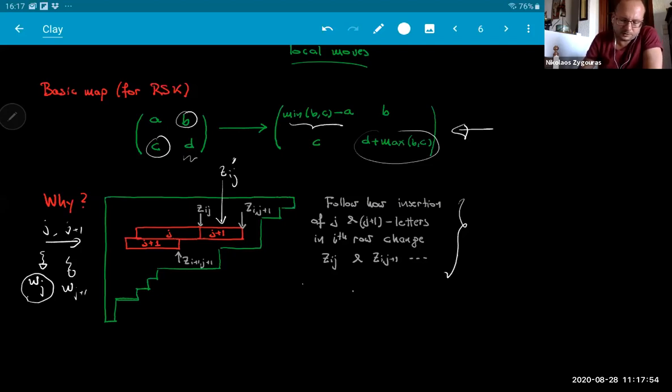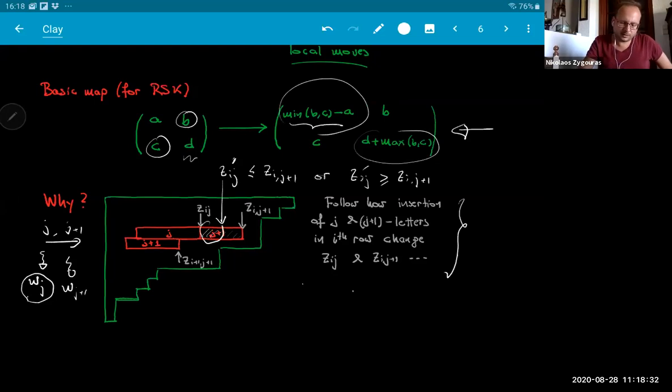And then we have two options. The one option is that z_ij is less than or equal to z_i,j+1. This means that I haven't kicked away all the j plus 1s. Or maybe z_ij prime, after the insertion of the W_jj's, is bigger than or equal to z_i,j+1, which means that I have exhausted all the j plus 1s. And now what I want to encode, and that's what happens in this entry here, is how many j plus 1s have been dropped to be inserted in the next row.